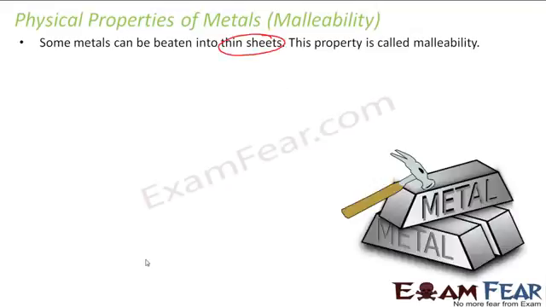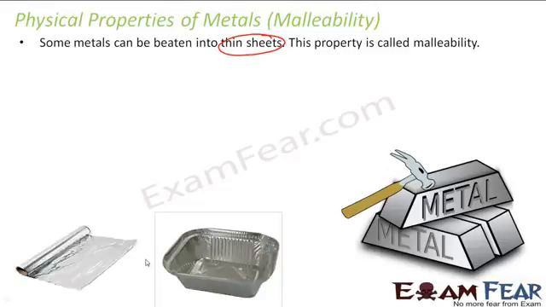So, for example, if you have this metal, you take the hammer, beat it, you can get something like this. The aluminum foil, if you see, and this container you must have used or seen in the hotels, when you take parcel, they generally put the stuff in this kind of container. They are all aluminum. Here, if you see, it is very, very thin, right? So the property of any metal to be beaten into thin sheets is called malleability.